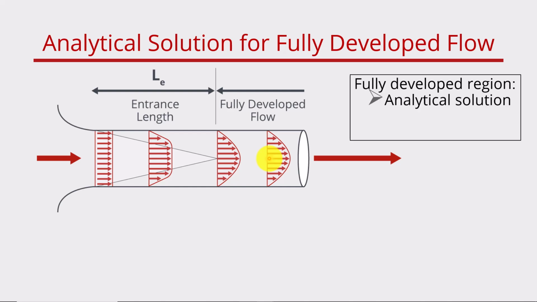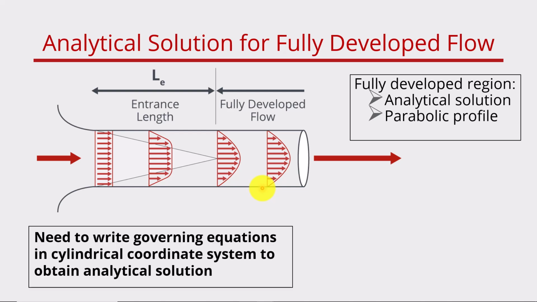In the fully developed region you have an analytical solution for the parabolic profile, that is, you can solve the equations by hand. And you want to compare that solution to the Ansys computational solution in the fully developed region. The way you develop this analytical solution is you write the governing equations in the cylindrical coordinate system, and most of the terms will be zero.